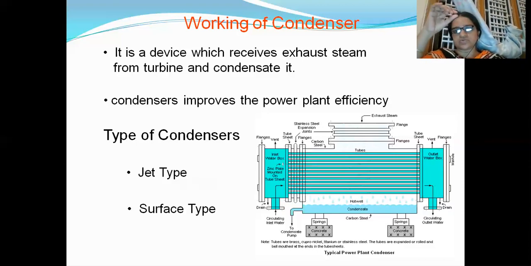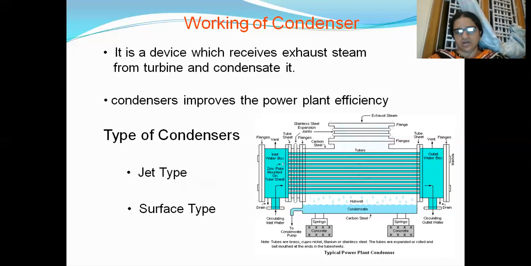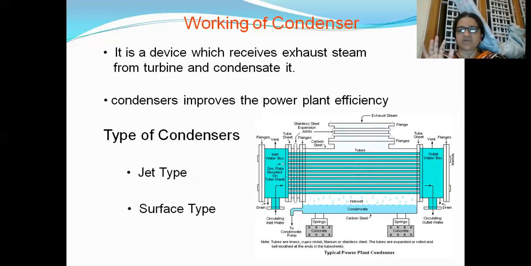Inside the tubes, the exhausted steam's temperature lowers, and it is converted into liquid, and that water is supplied to the boiler as feed water. And this water doesn't require any type of water treatment. Why? Because this is already a pure form of water.